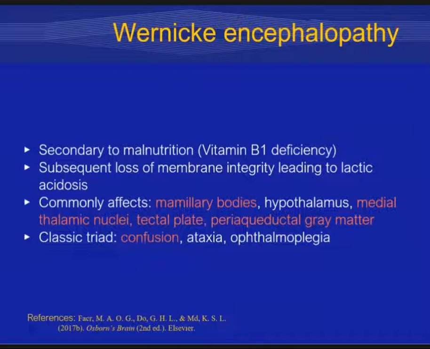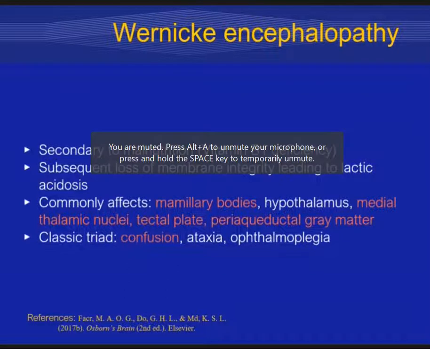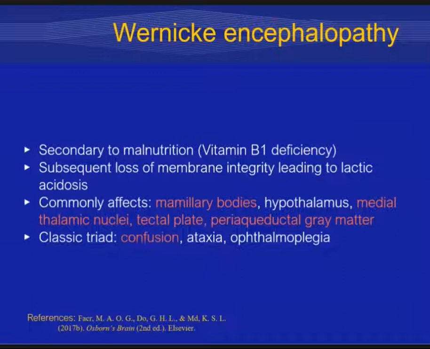So Wernicke encephalopathy develops secondary to malnutrition, specifically vitamin B1 deficiency, which leads to subsequent loss of membrane integrity, leading to lactic acidosis. It commonly affects the mammillary bodies, hypothalamus, medial thalamic nuclei, tectal plate, and periaqueductal gray matter. Highlighted are those seen in the patient, and clinically they present classically as confusion, ataxia, and ophthalmoplegia. Wernicke encephalopathy is an acute presentation of vitamin B1 deficiency, and this is attributed largely to chronic alcoholism, which the patient presented with.